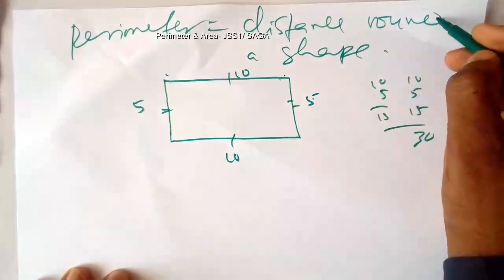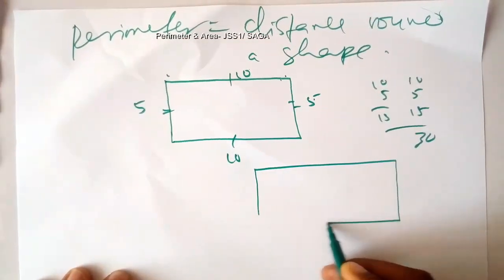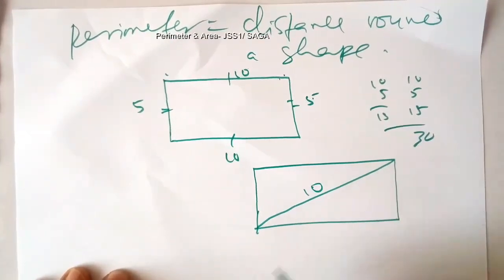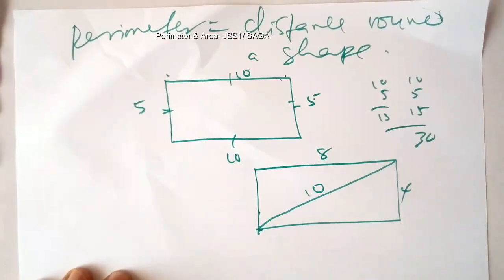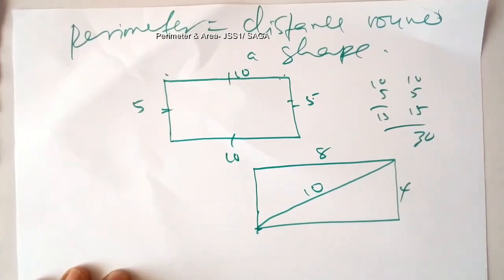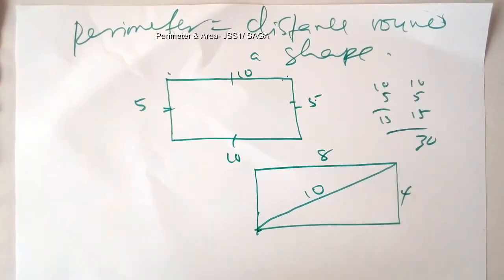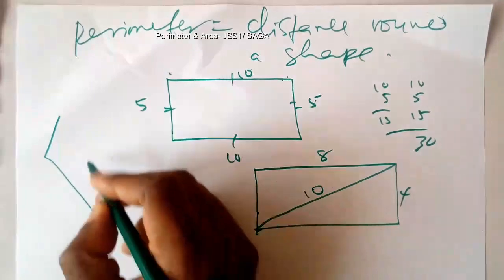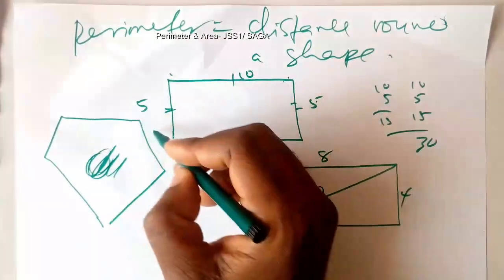Remember, I said distance round a shape. Let me draw the same rectangle. Let the diagonal be 10, let here be 8, let here be 4. Now we are to find the perimeter of this rectangle. Remember, it is the distance around a shape. In your compound, the fence of your house is the perimeter of your house. In your school, the fence of your school is the perimeter.